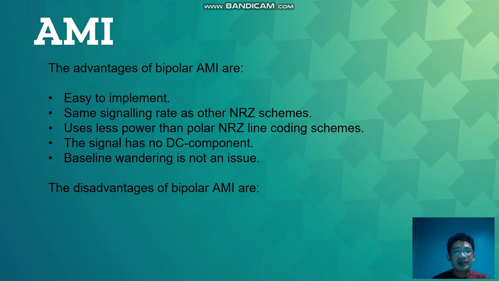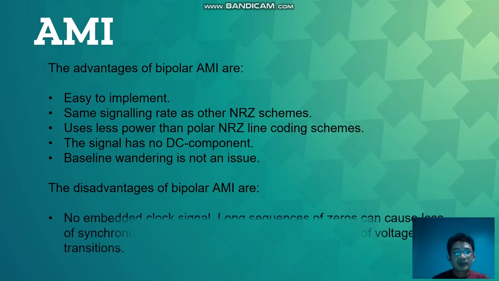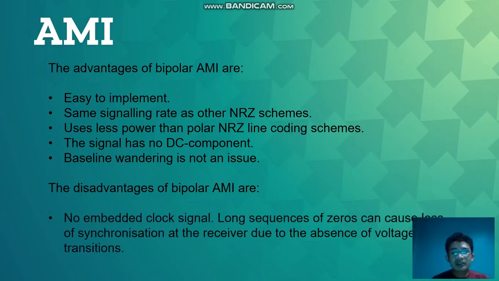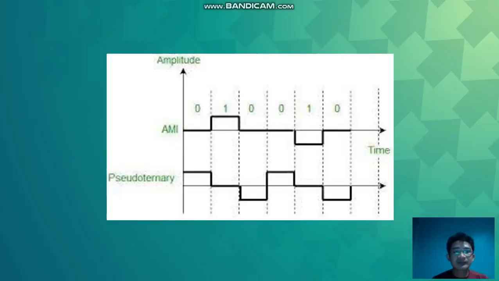There are advantages, but there are disadvantages. No embedded clock signal. A long sequence of zeros can cause loss of synchronization at the receiver due to the absence of voltage transitions. This is the example of AMI and the pseudo-ternary. This is how it differs.